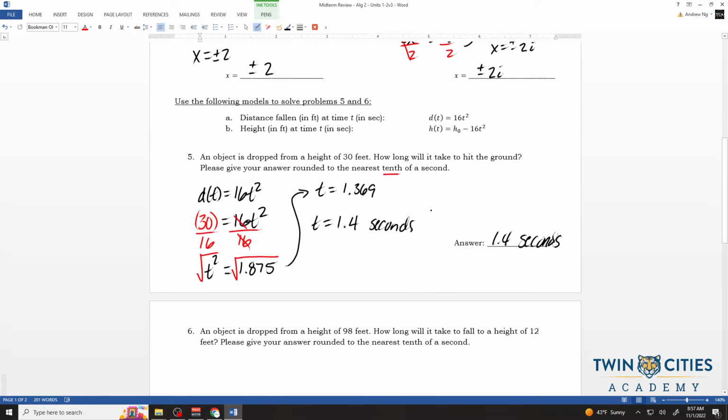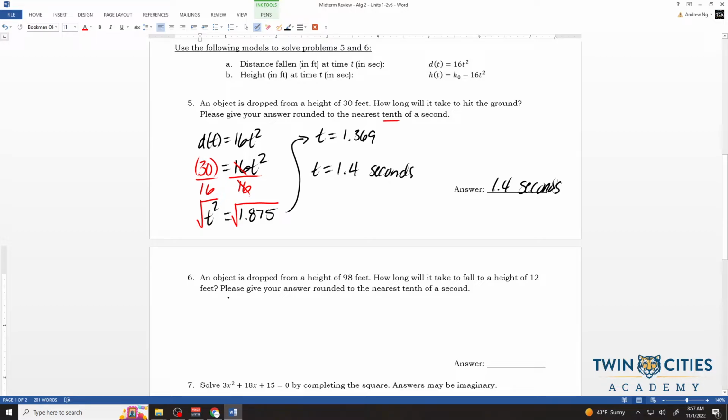Okay, let's compare that to number 6 next. Number 6, an object is dropped from a height of 98 feet. How long will it take to fall to a height of 12 feet? Okay, so we have a starting height and an ending height. You may also call this your initial height. So this is your starting height. And right here, 12, this is your ending height. That's important because we're going to be using the second model here, which is h of t equals h naught minus 16t squared.